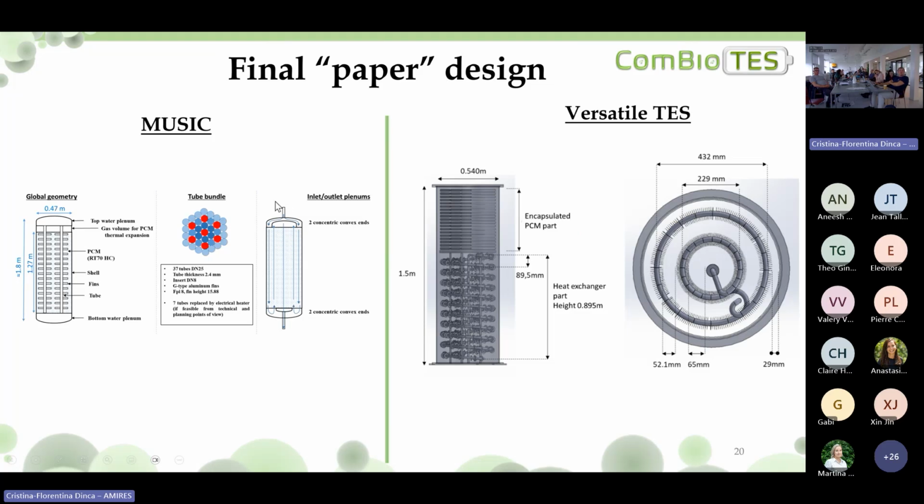And for the MUSIC prototype, we also consider a new configuration for the fluid flow. So that means that the water is not flowing from the top to the bottom or from the bottom to the top, but we are considering a 3 passes fluid flow. So that means that, for example, in charge, the fluid is passing from the top to the bottom on this tube bundle, but not the entire tube bundle. Then the water is going from the bottom to the top on the second pass and the final pass from the top to the bottom. Calculations show that it may increase significantly the performances.